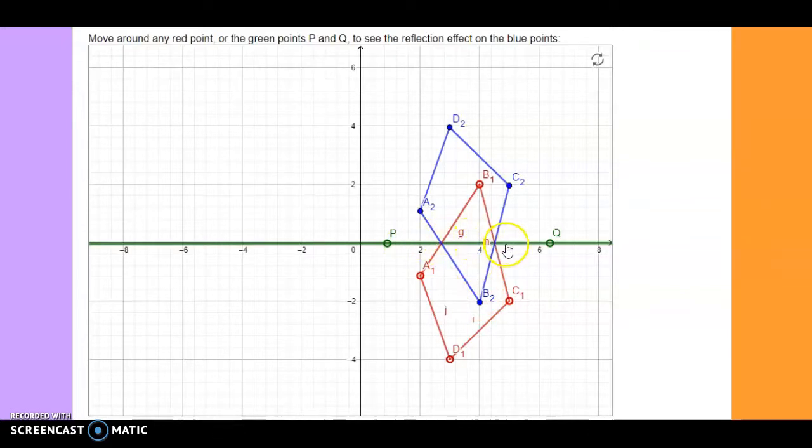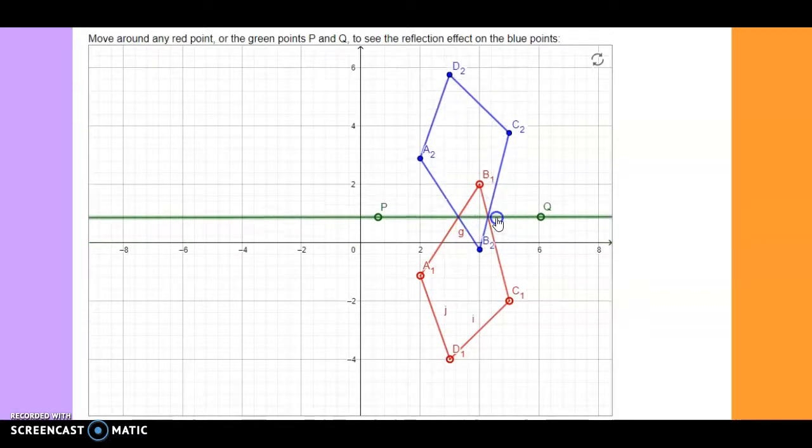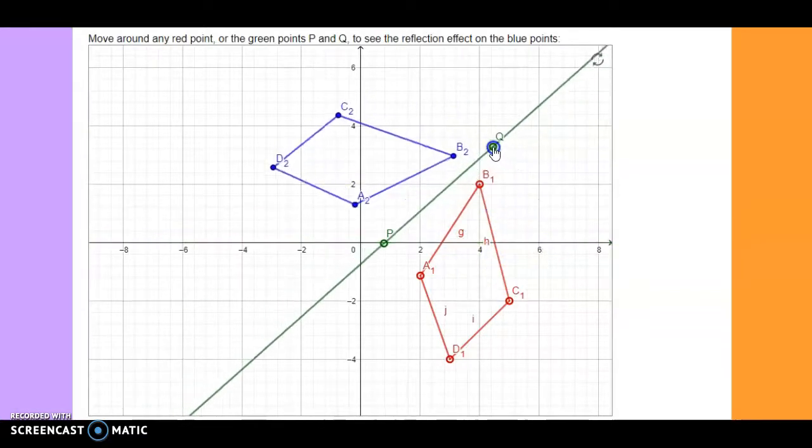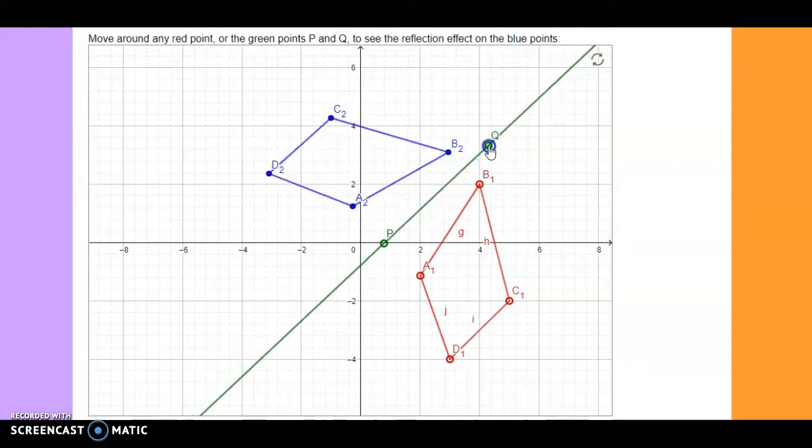Another thing I can do is take this line of reflection and make it diagonal. So now B1 and B2 are still the same distance away. C1 and C2 are the same distance away. You don't really need to worry about the diagonal. We're not going to be doing that.